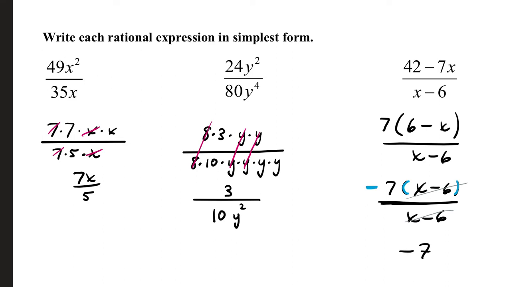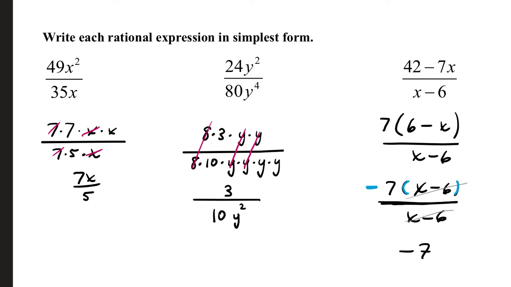Now, if you want to bypass writing out the factor style like this, you could take 49 over 35, divide both numbers by 7, and that would give you 7 and 5 respectively. When you divide the same variable, you subtract their exponents. 2 minus 1 is 1.